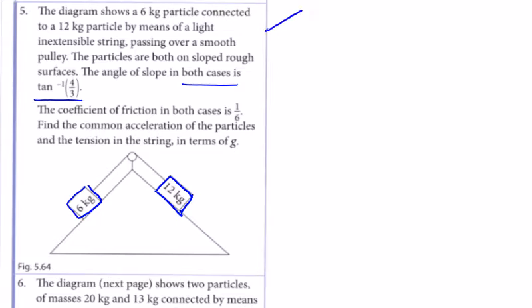So let's just quickly do our tan diagram. Tan of A is opposite over adjacent. So we have the cos of A to be 3 over 5 and the sine of A to be 4 over 5. So we deal with the 6 kg first.